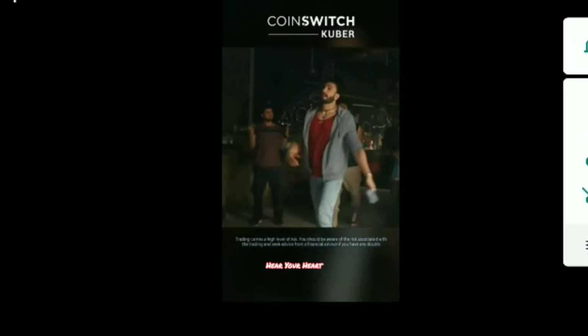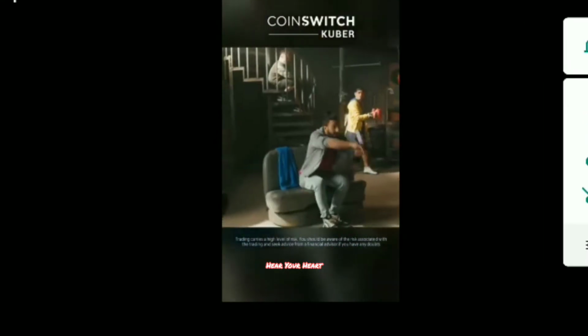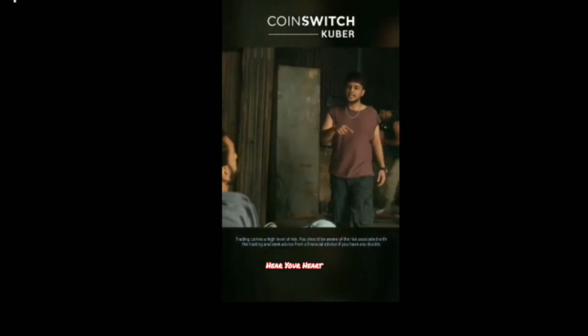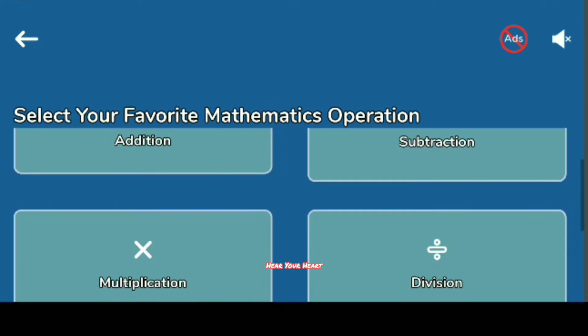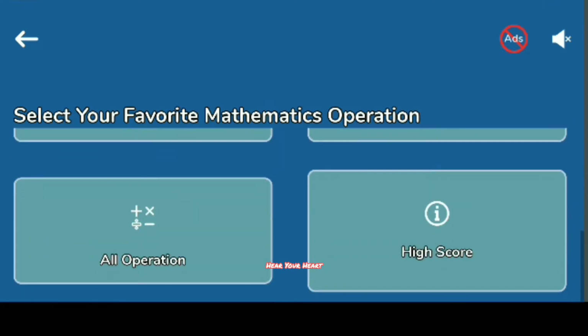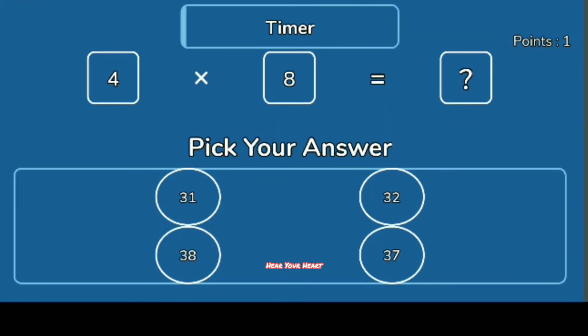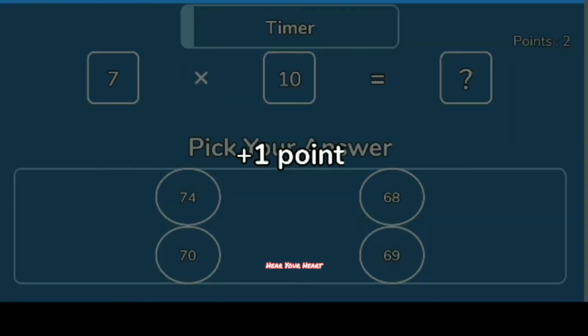Okay, there will be ads. There will be ads. You have to be patient. Whenever you see this cross or the arrow, you click on it, it will go off. Similarly, you have subtraction, multiplication, division, and let us go to all operations. Here everything will be jumbled up, so you are not sure what's going to come next.